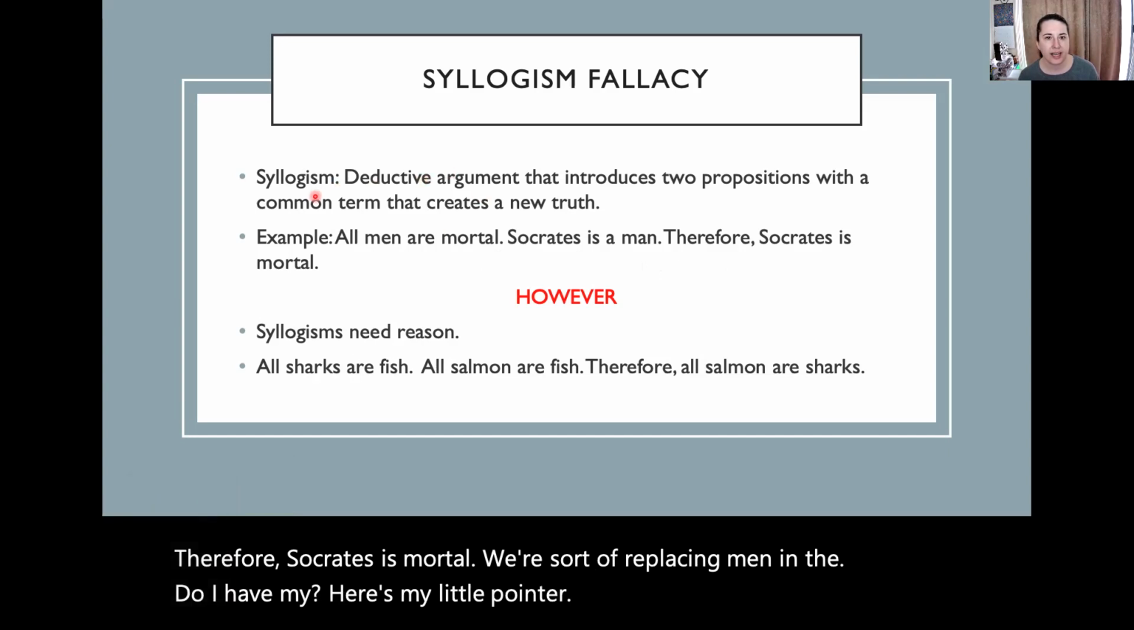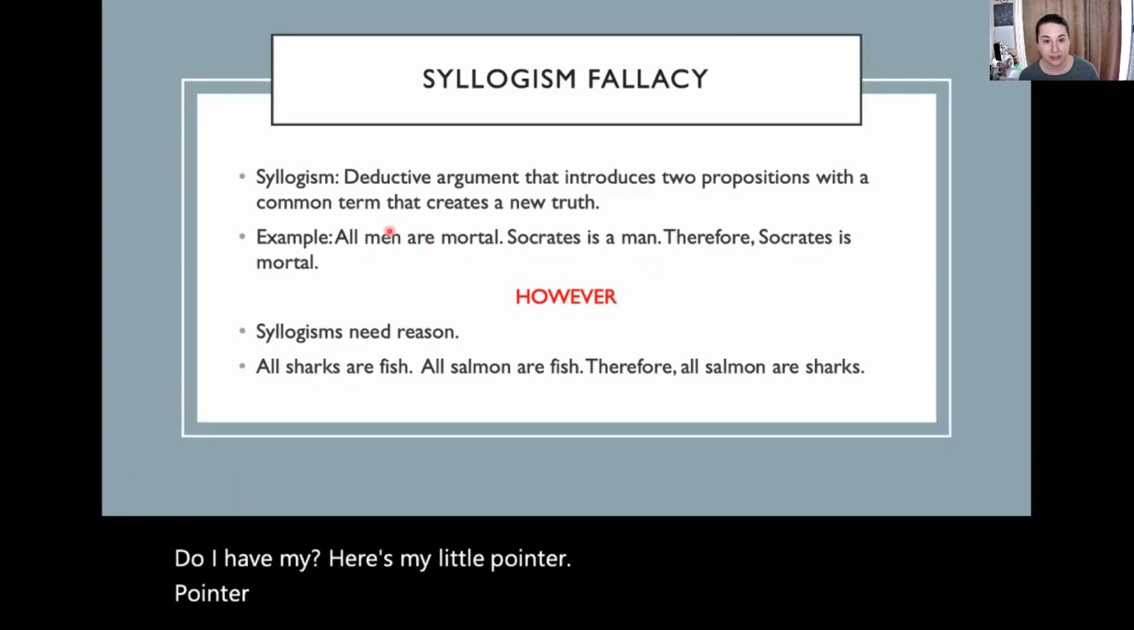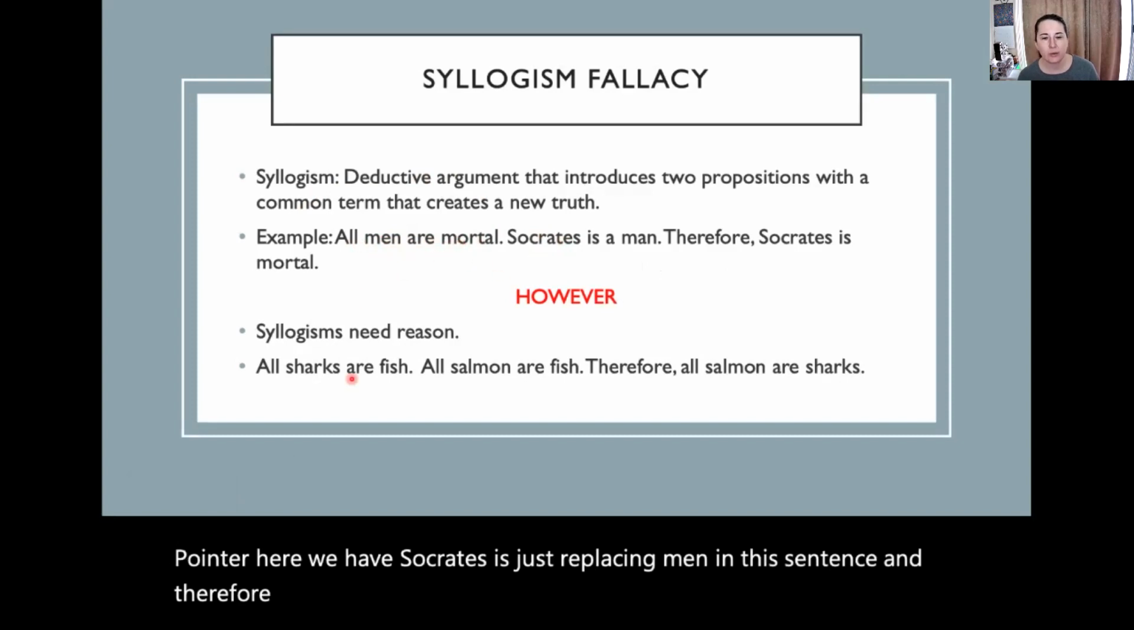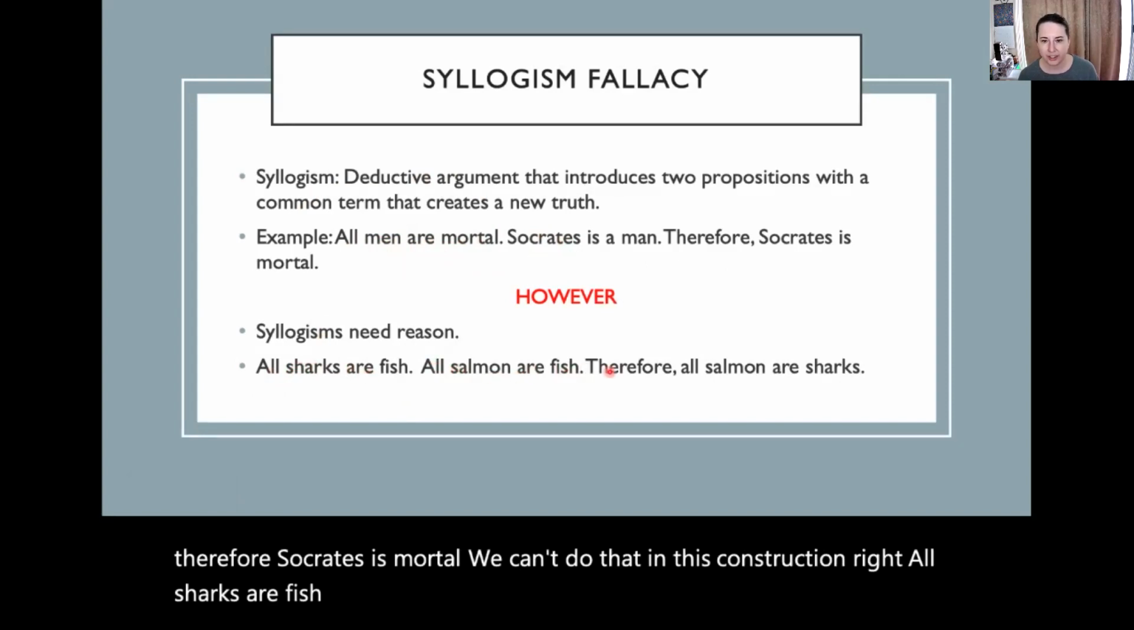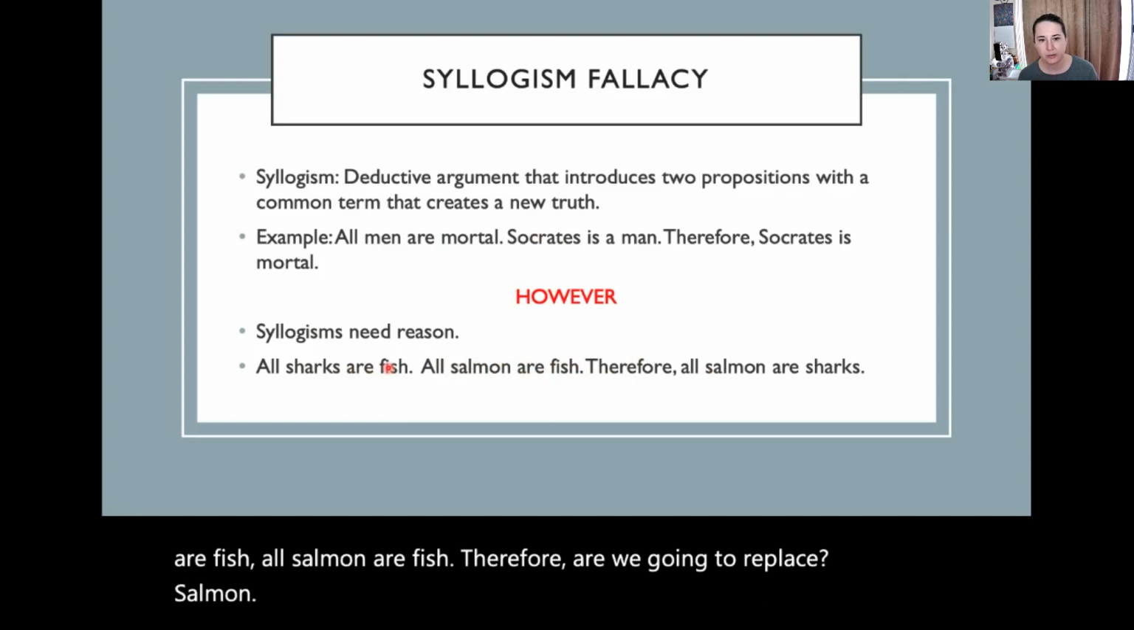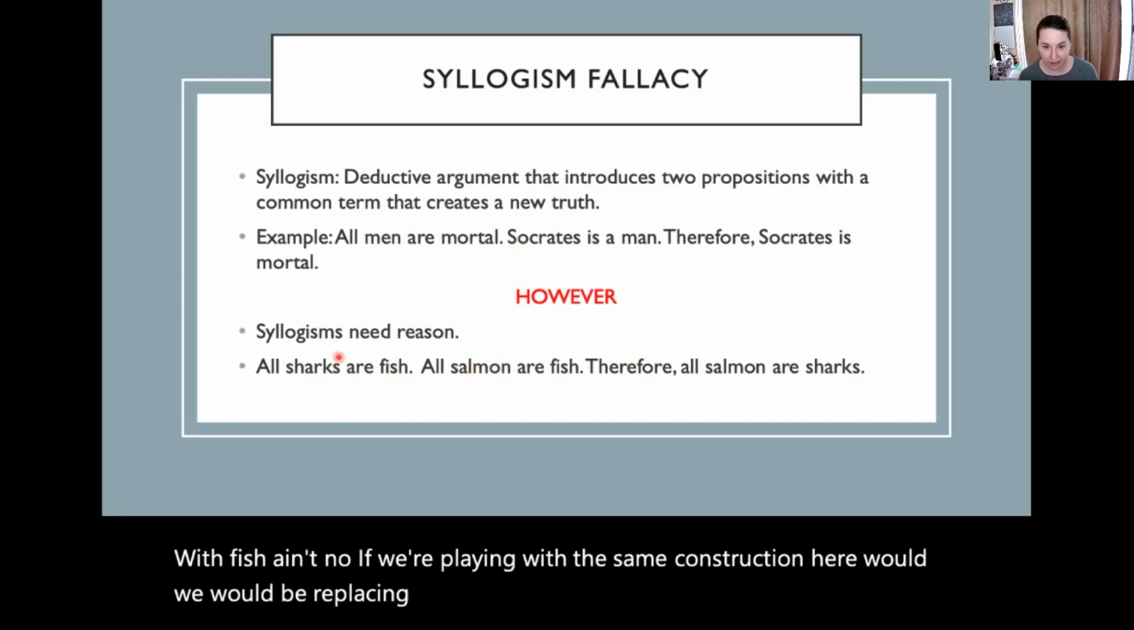Laser pointer here. We have Socrates just replacing men in this sentence, and therefore Socrates is mortal. We can't do that in this construction, right? All sharks are fish, all salmon are fish. Therefore, are we going to replace salmon with fish? Right? No, if we're playing with the same construction here, we would be replacing salmon with sharks, right?